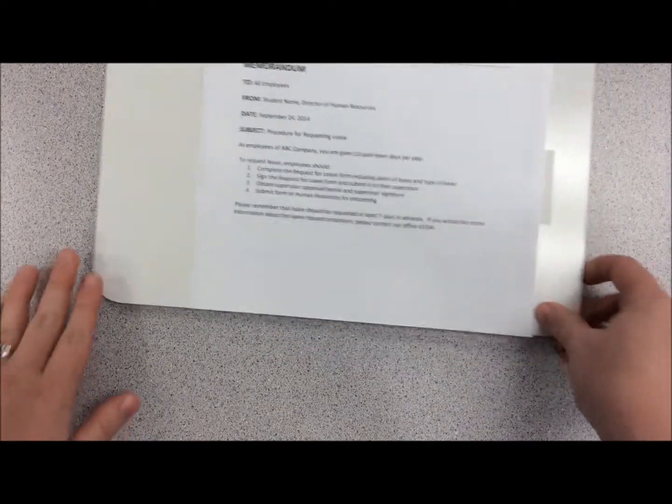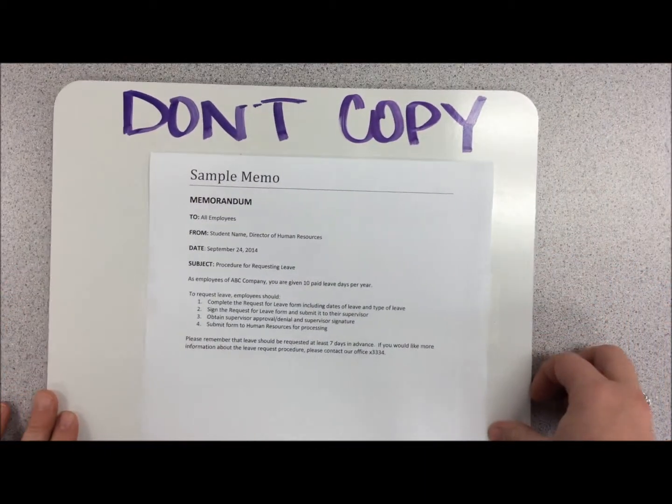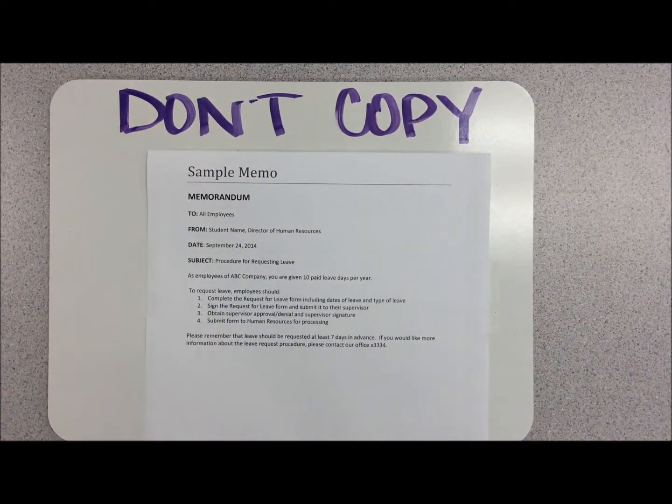At this point, I'm going to go ahead and show you a sample memo. Please don't copy this. You all are smart enough to write one of these on your own. So you can see that I have my heading: memo, to, from, date, and subject. It's very short. I made up a fake company, and I remind them that they have 10 paid leave days a year. I copied that step-by-step procedure. And then I just reminded them that they should submit them 7 days in advance. And if you have questions, please contact our office.